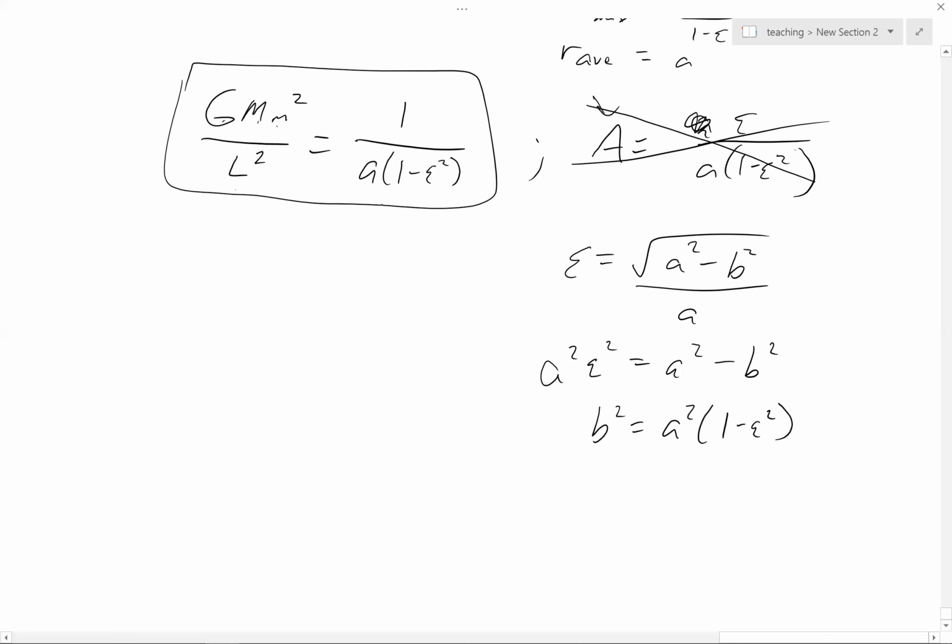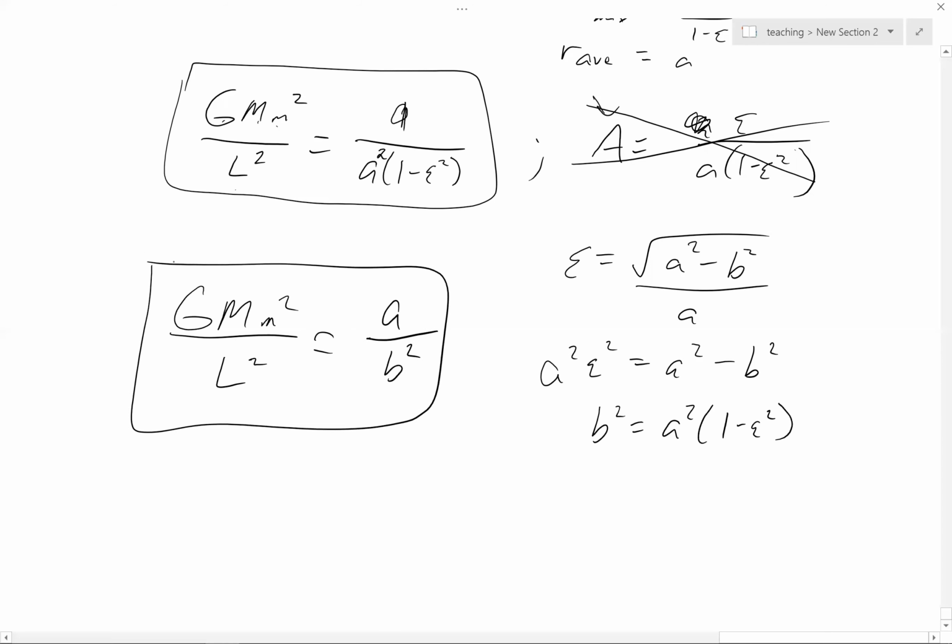The reason I want to do this is that it looks very similar to what I have in the denominator there. If I multiply the top and bottom by a, I can put a squared and a, so this is a over b squared. I'm going to rewrite this one more time: GMm squared over L squared is a over b squared, where b is now the short axis and a is the major axis.